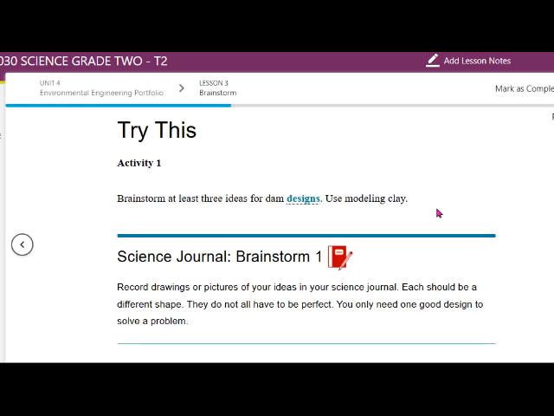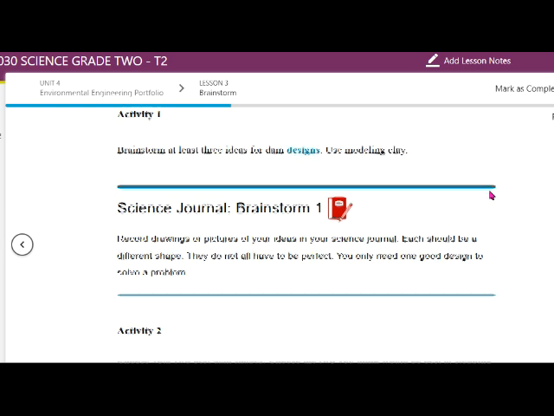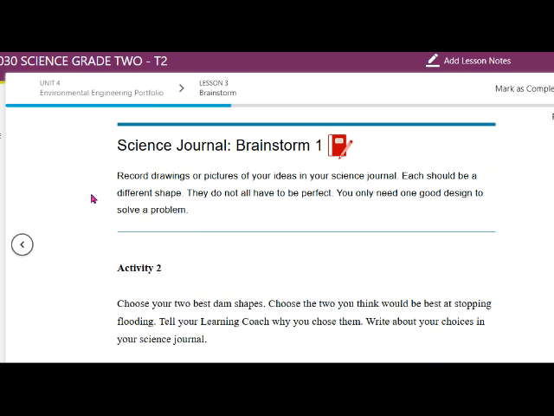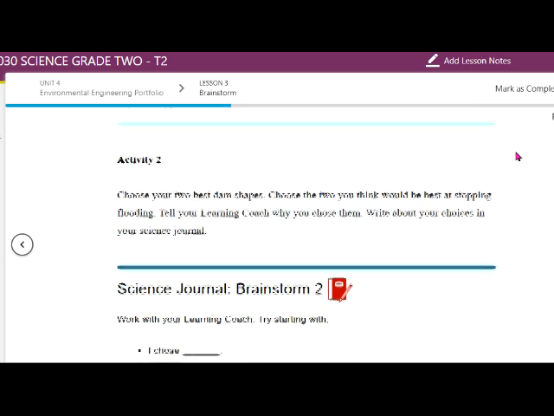Okay, so now we're going to brainstorm at least 3 ideas for our dam designs. You can use modeling clay if you would like to actually build those dams. So you can record drawings or take pictures of your idea in your science journal. Each design should be a different shape. They do not all have to be perfect. You only need one good design to solve a problem.